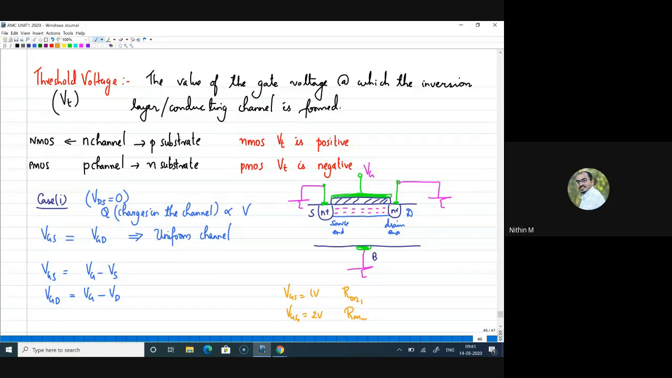Yeah, increased current values. Yeah, I got that, Manikandan. So for a lower VGS voltage, you will get a larger resistance. As you keep on increasing your VGS, your channel is becoming more and more conducting. That means R on 2 here is lesser than R on 1, right?